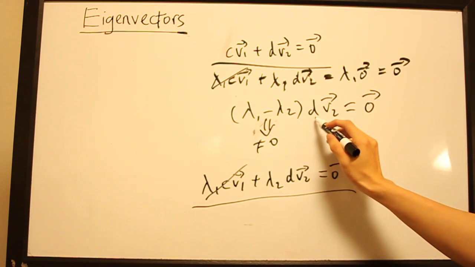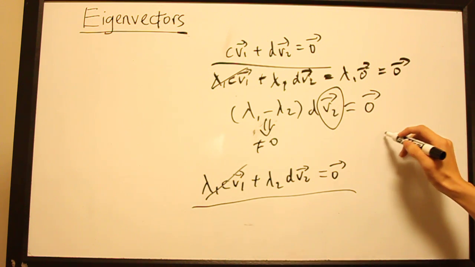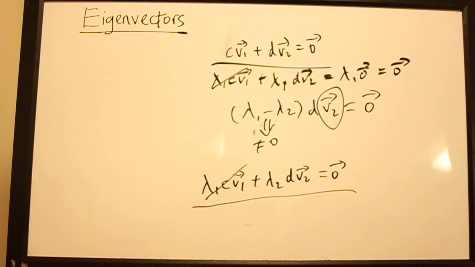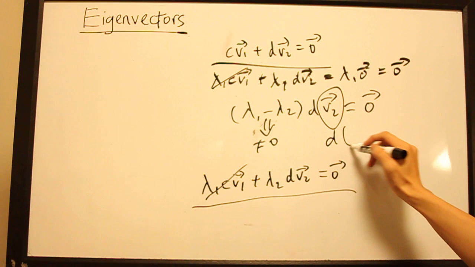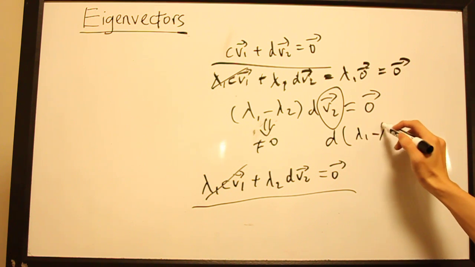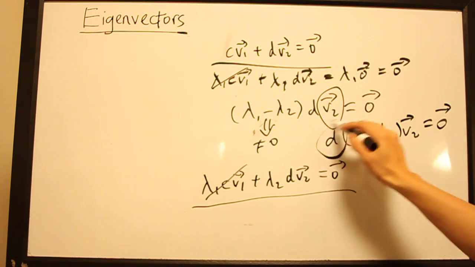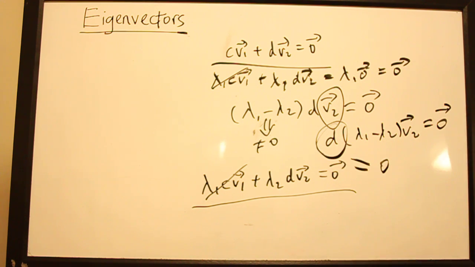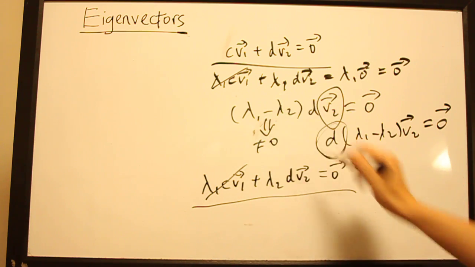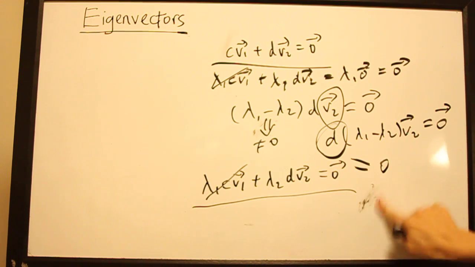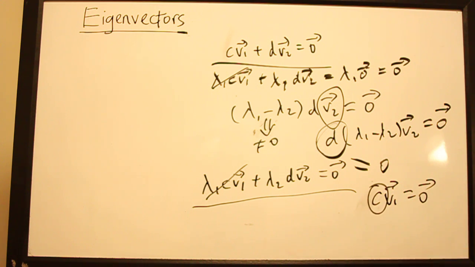And this term might or might not be 0, but we know that this is not 0 because recall that our eigenvectors cannot be a 0 vector. Otherwise everything will be an eigenvector of T. So what we have is that d of some non-zero vector, which is lambda 1 minus lambda 2 times v2, equals 0. And that brings us to the conclusion of the proof where we have to conclude that d is 0. And to prove that c is also 0, you can just substitute d in, and you get that c v1 equals 0, and you conclude that this is also 0.